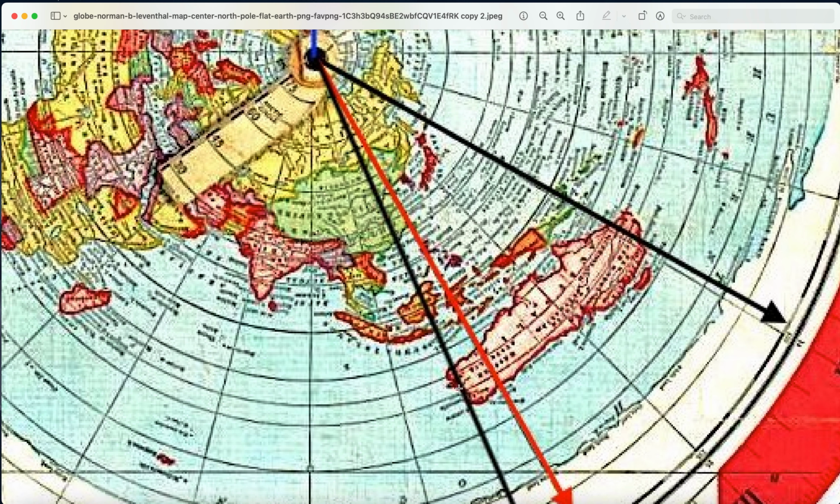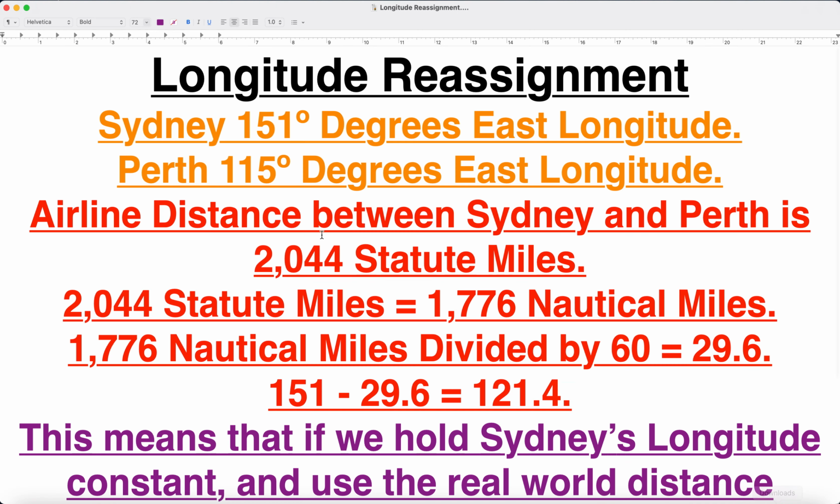But what they did is by making a sphere out of the latitude and longitude grid, they also reassigned all the longitude lines south of the equator, if not some north of the equator, but all the longitude and latitude positions are basically reassigned outside of their reality. So I'll show you what I mean now. So longitude reassignment, right? Sydney is 151 degrees east longitude.